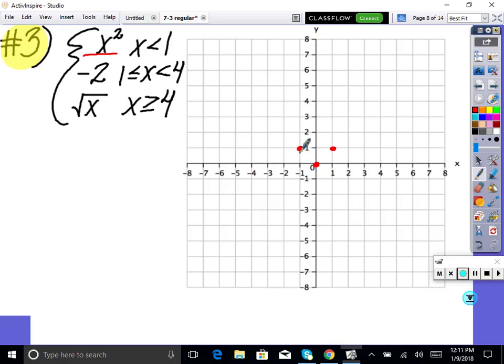So let's graph this. Plug in 2, you get 4, because 2 squared is 4. Negative 2 squared is 4. Plug in 3, 3 squared is 9. So you guys, you have to plot these exactly. So now draw in your parabola.